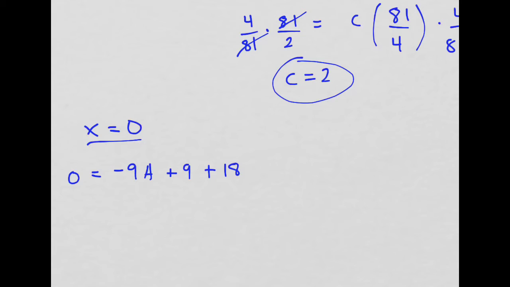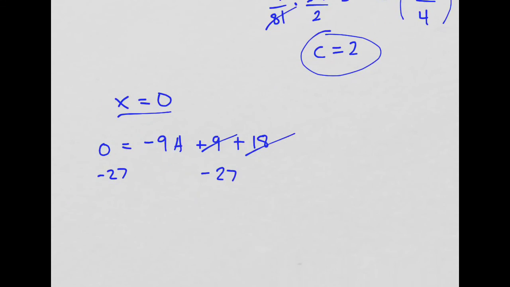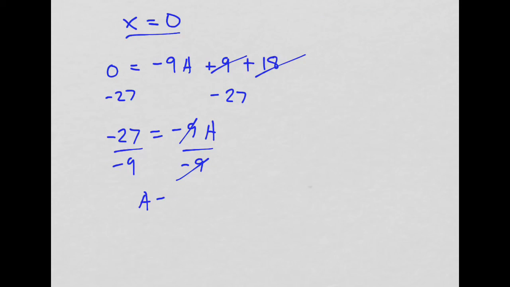All right. So what is this? 18 plus 9 is 27. So I get 27. I can subtract 27 from both sides. Negative 27. And then I get negative 9a, divided by negative 9, divided by negative 9. That goes away. And I get a equals 3.